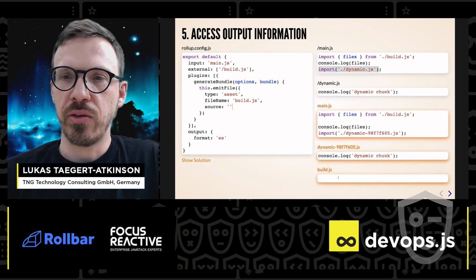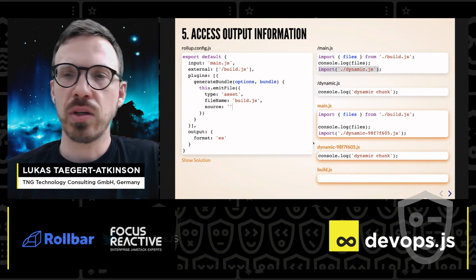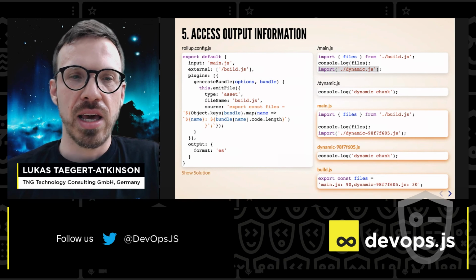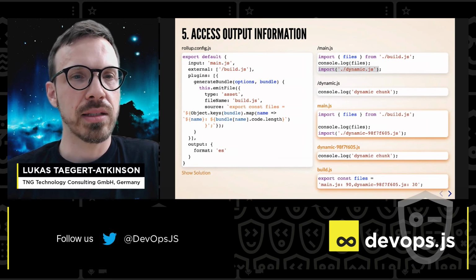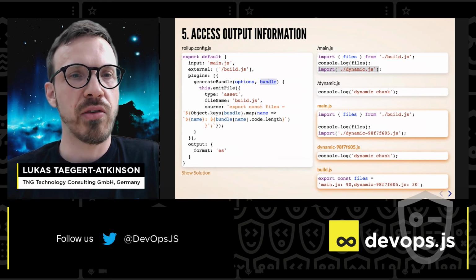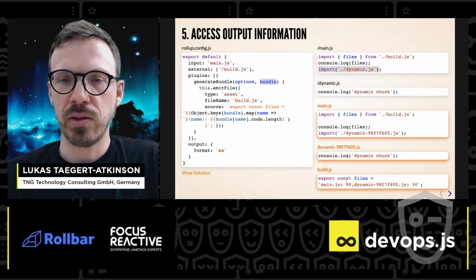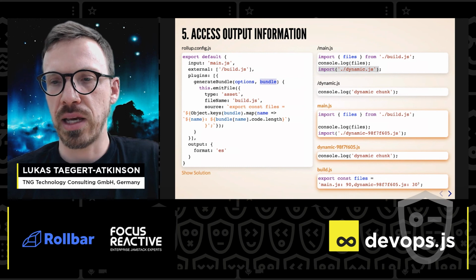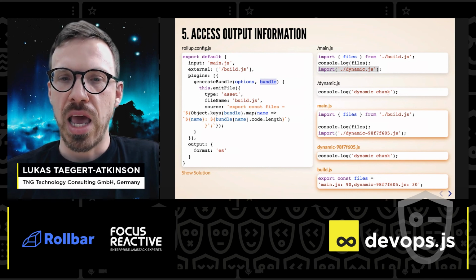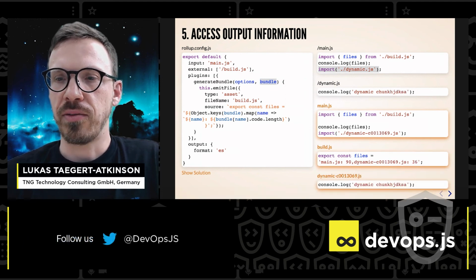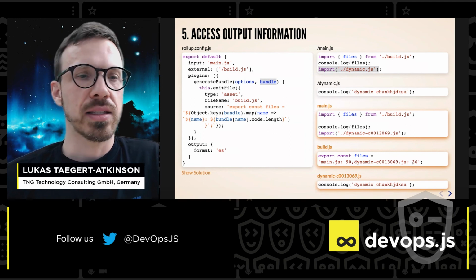And now we actually created an empty asset, and because the time is running short, we're just using the shortcut here. So what this one's doing is basically taking the bundle object, you get in the generateBundle hook, and it's just listing the names and the size of the file. So right now main.js is 90 bytes and this one is 30 bytes. And if I were to change stuff here, you could actually see the number changing live. So now it's 36 bytes.